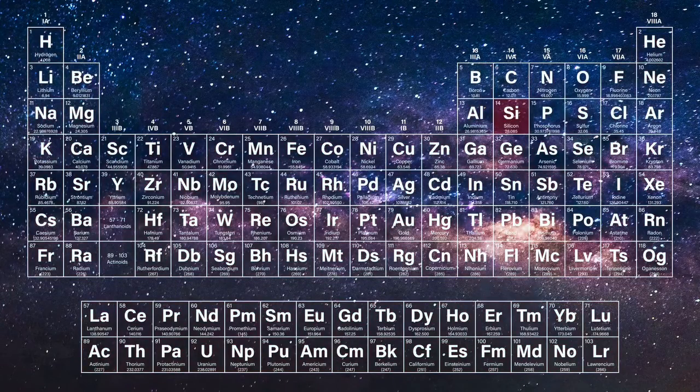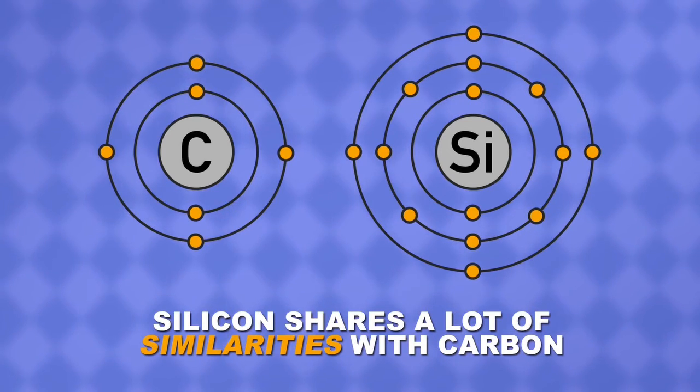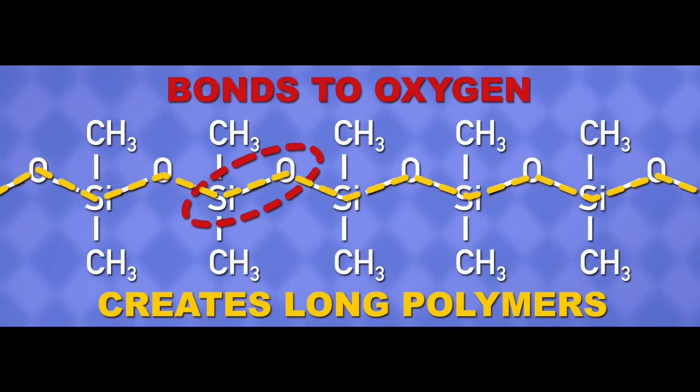Silicon, right below carbon on the periodic table, and therefore with some similar chemical properties, has popped up as a potential alternative. Silicon shares a lot of similarities with carbon, including its ability to bond to oxygen and to create long polymers. But it has some major setbacks.